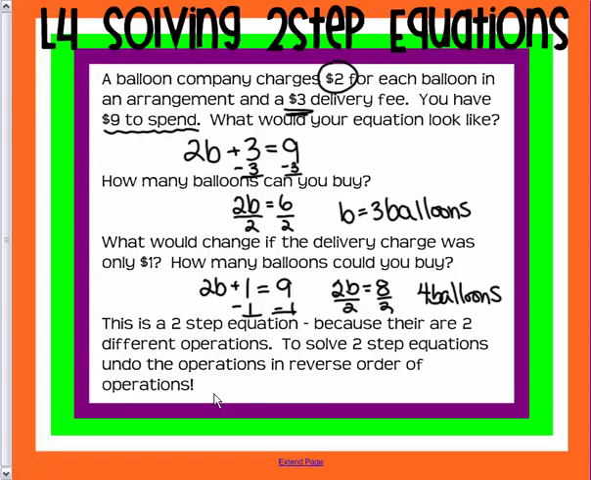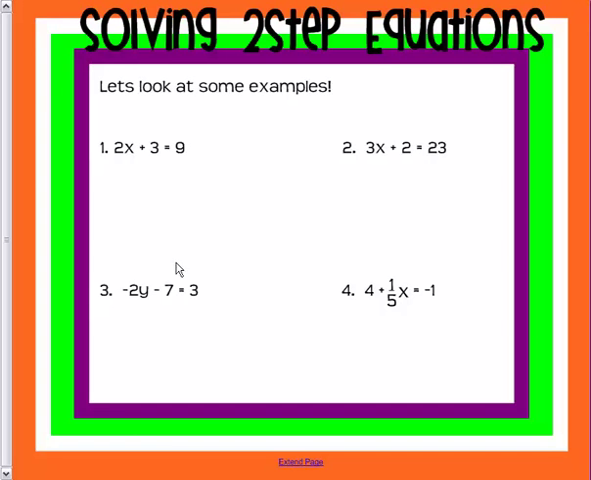So this is what we call a two-step equation because there are 2 different operations. When we take the first thing off, addition or subtraction, that's the first step, and then multiplication and division is the second. So to solve two-step equations, you undo the operations in reverse order of operations. Meaning, normally we would multiply and divide first, this time we add and subtract. Let's look at a few examples just so you get what I'm saying.